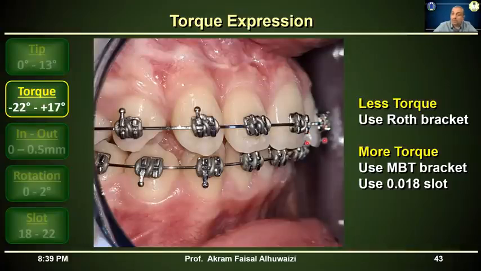Or probably, if we want more torque on this one, we would put an MBT bracket on it so it can procline it. Or we can use an 18 slot bracket on this one so that it expresses the torque more. So if we put an 18 slot bracket here and an MBT bracket, it's going to procline the tooth more and bring it with this one. So that would be your clinical judgment of every case.